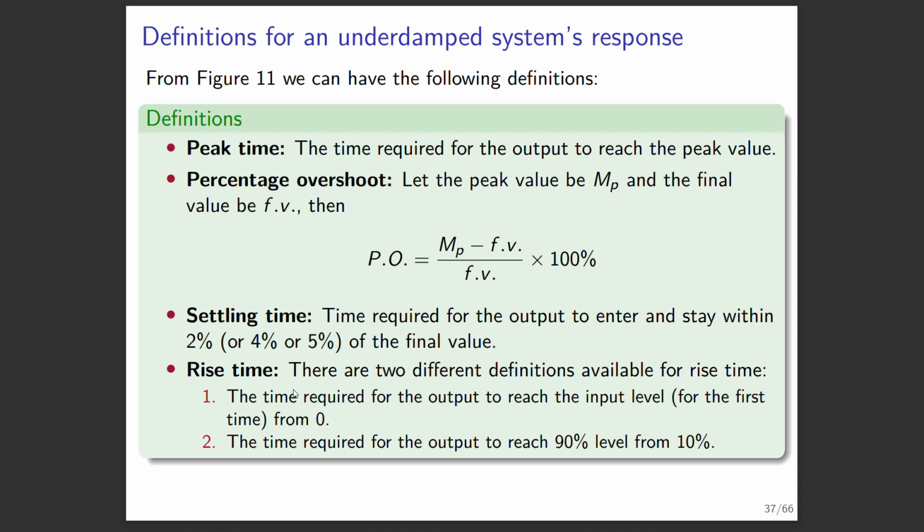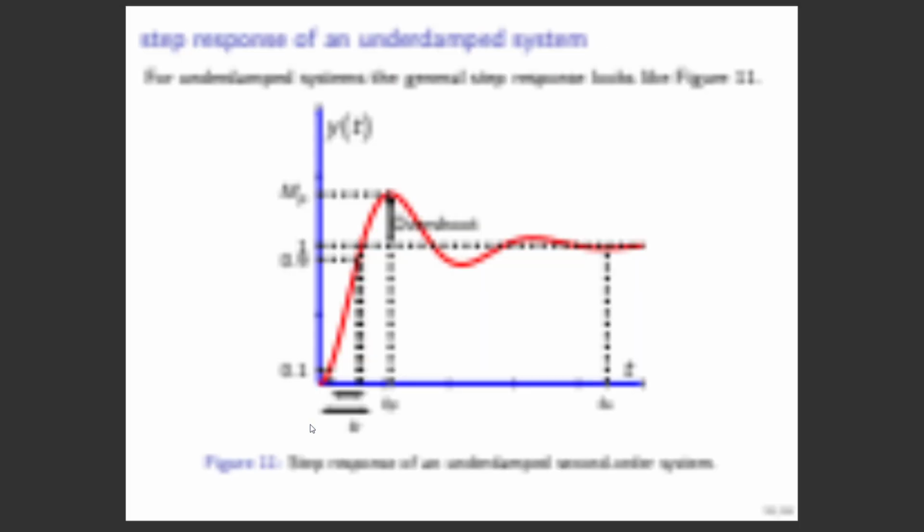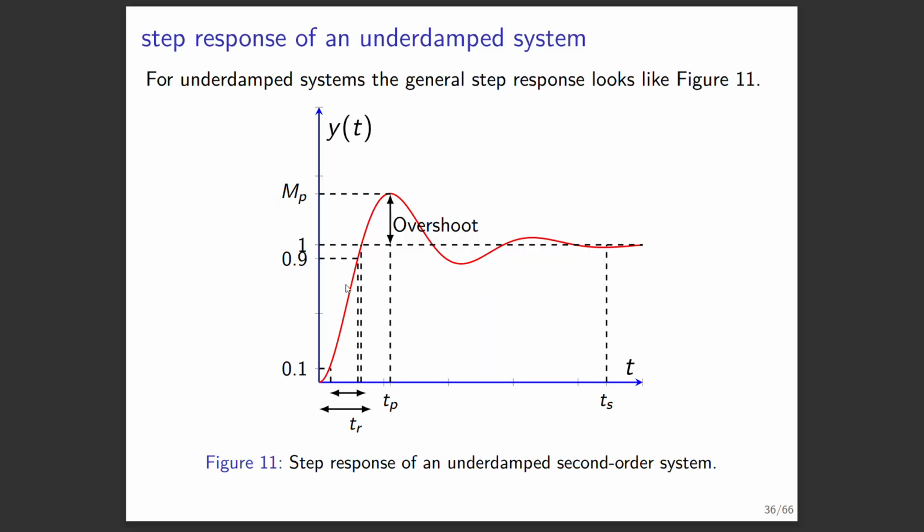Okay, for rise time, unfortunately, we have two different definitions. We have definition 1, which says the time required for the output to reach the input level. So for the first time, the amount of time that it takes to go from 0 to here. And then the second definition says the time it takes to go from 10% to 90% of the final value.